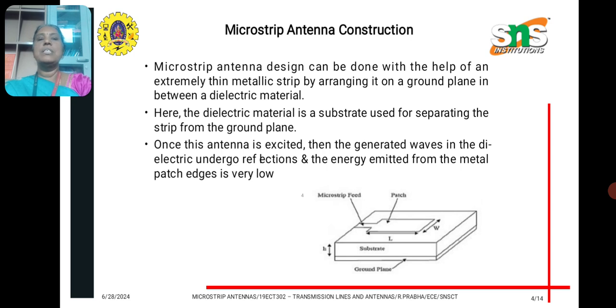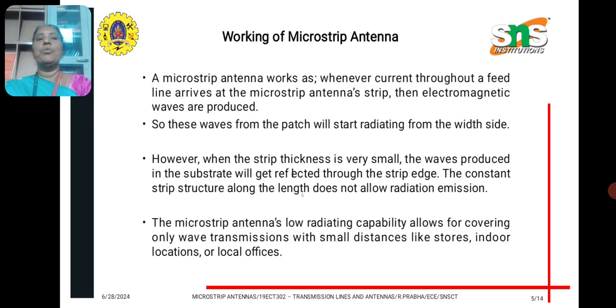So, if we see the construction, microstrip antenna design can be done with the help of an extremely thin metallic strip by arranging it on a ground plane in between a dielectric material. Here, the dielectric material is a substrate used for separating the strip from the ground plane. Once the antenna is excited, then the generated waves in the dielectric undergo reflections and the energy emitted from the metal patch's edges is very low.